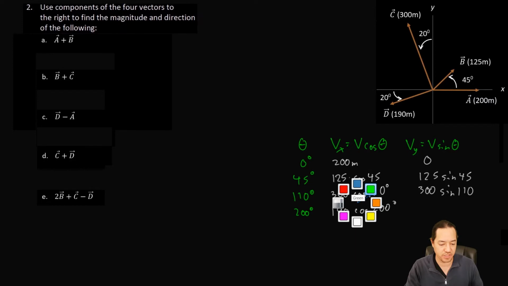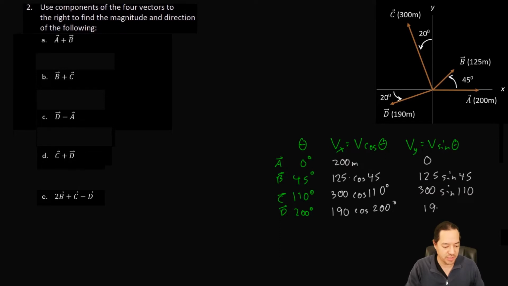I guess I should label these, right? This is vector A, B, C, and D. And this is going to be 190 meters times the sine of 200 degrees. Okay, let me actually do the calculations here so we know what these values are.